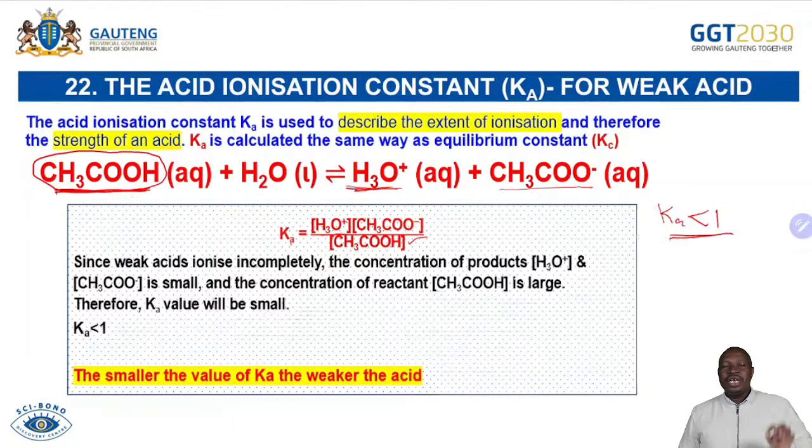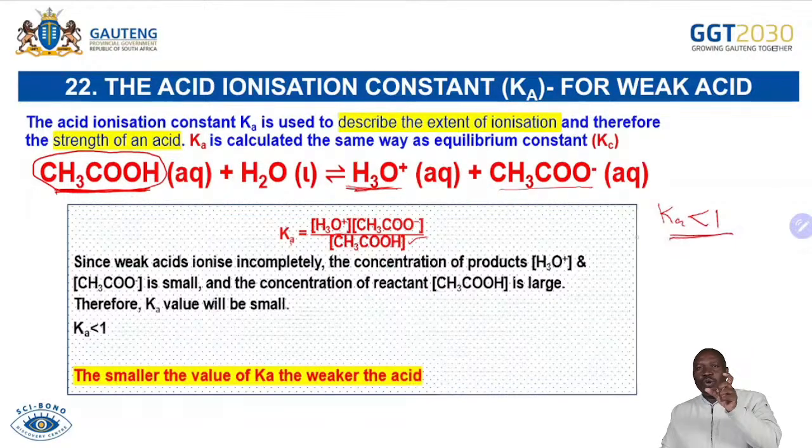So when you say Ka value is less than 1, we are simply saying to ourselves that this is a weak acid. So Ka value of less than 1 shows you the strength of an acid, to say this is a weak acid. So weak acids have a Ka value of less than 1, and strong acids have a Ka value of greater than 1. Don't confuse this with concentrated and dilute.